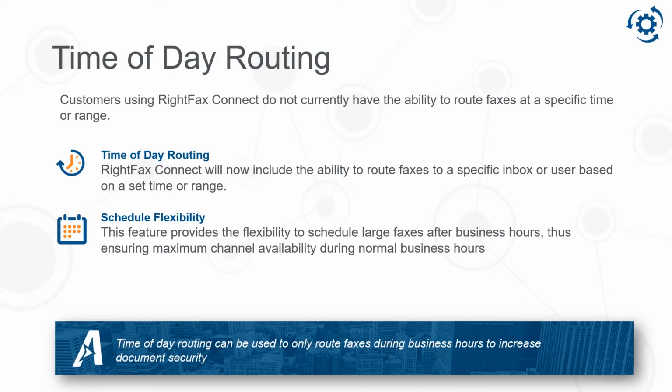So to go into a little bit more, let's imagine you had an AM shift and a PM shift, but they don't sit in the same desk. They actually had different locations and logged on with different users. You can use time of day routing to say any faxes that came in would go to user A between 9 a.m. and 6 p.m., and then user B from 6 p.m. to 9 a.m.